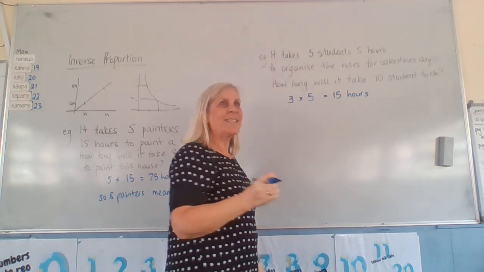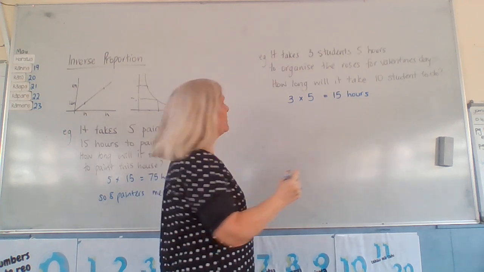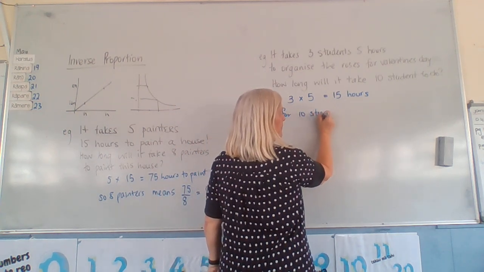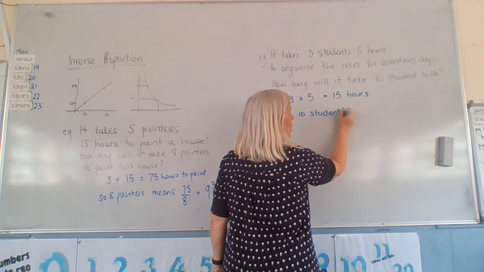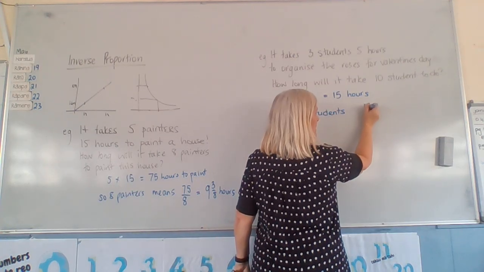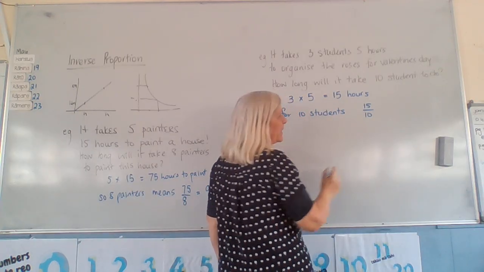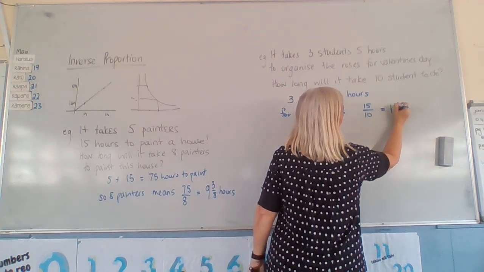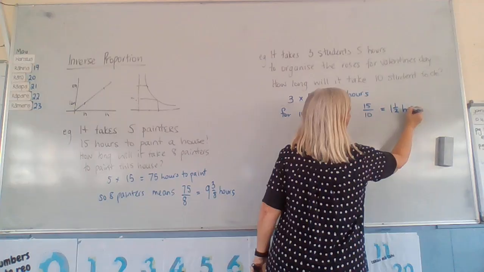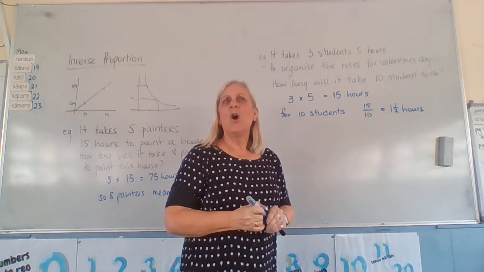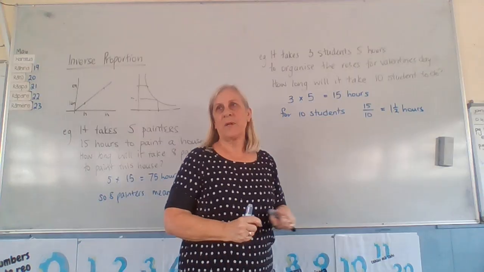So if we've got 10 students doing it, then we will go 15 divided by 10. So the whole job, dividing it up into 10 people, will be 1.5 hours. So 5 hours for 3 people, 1.5 hours for everybody.